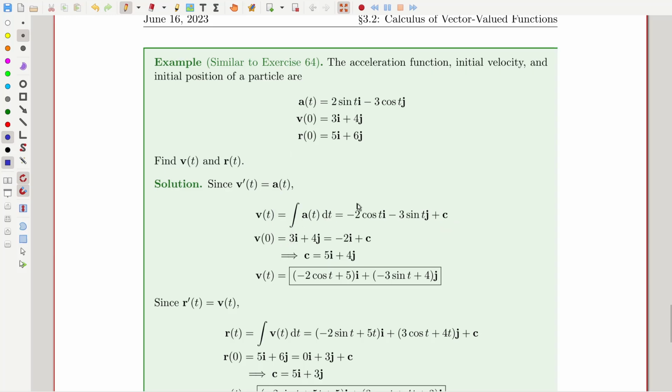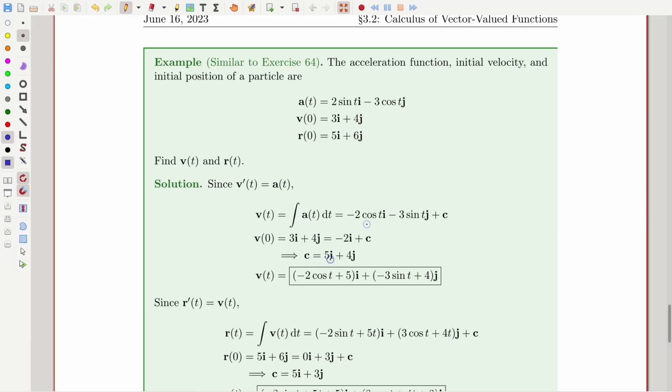So when I take this velocity function that we found and I plug in t equals 0, I end up with this term, but my given data tells me that it's supposed to equal 3i plus 4j. When I plug in 0, I get minus 2, 0 for j, and then I get a plus c. So we have to solve for c. Adding the 2i to the other side, we get 5i plus 4j as my constant vector.